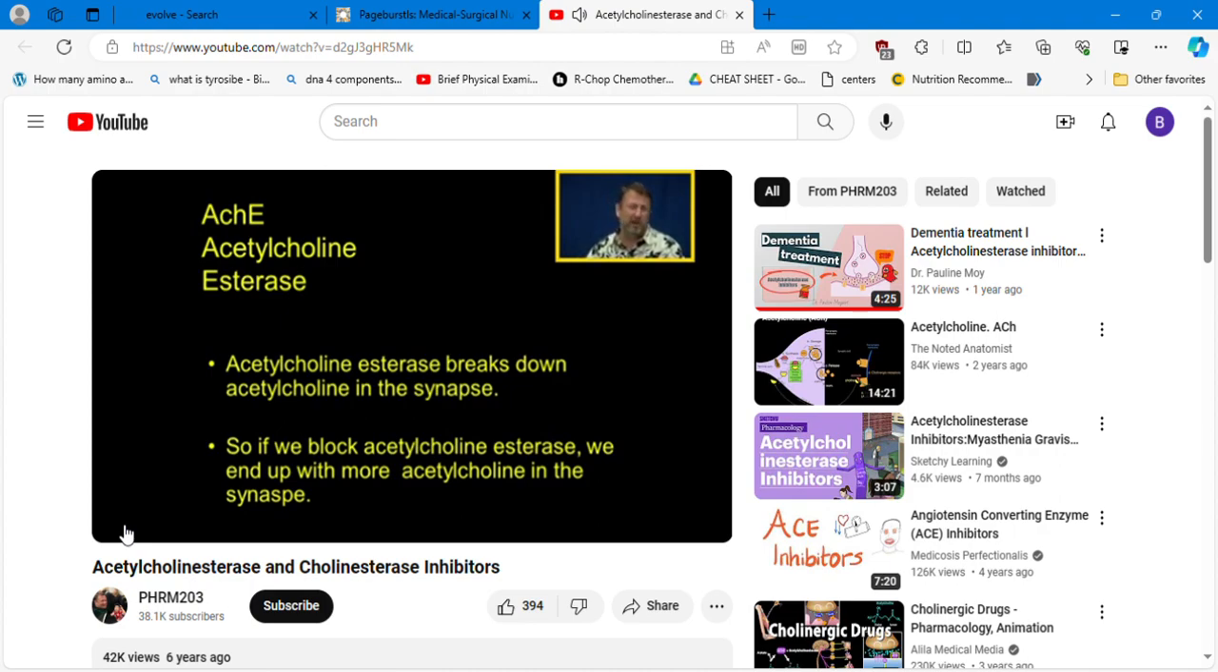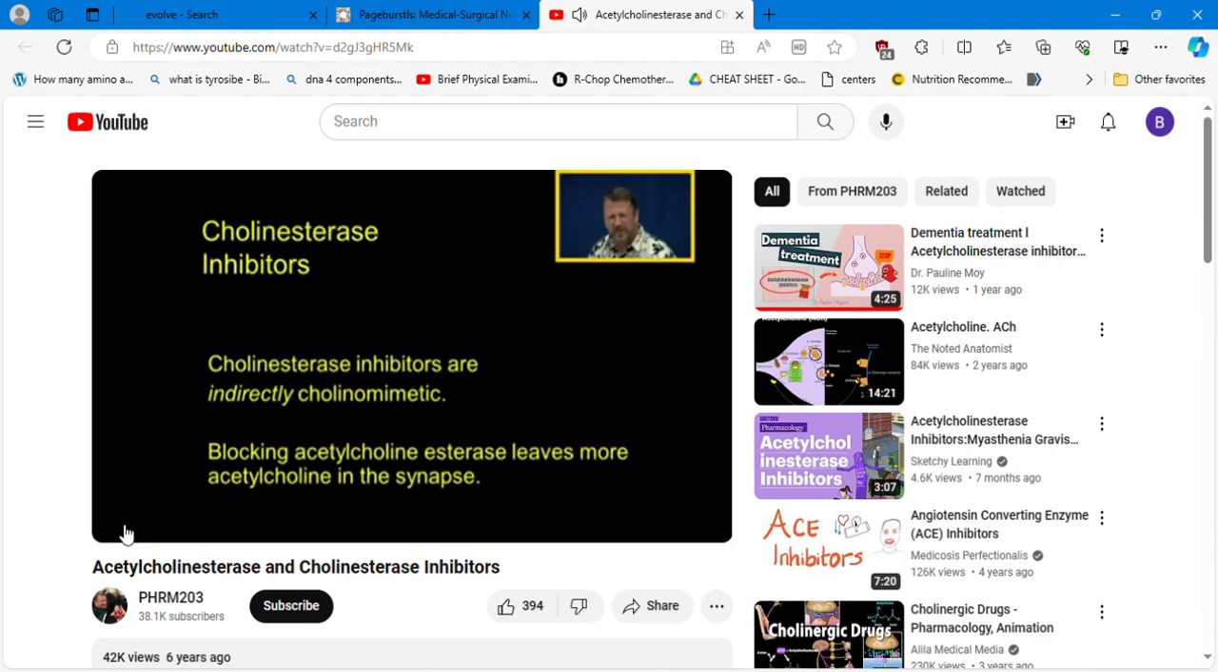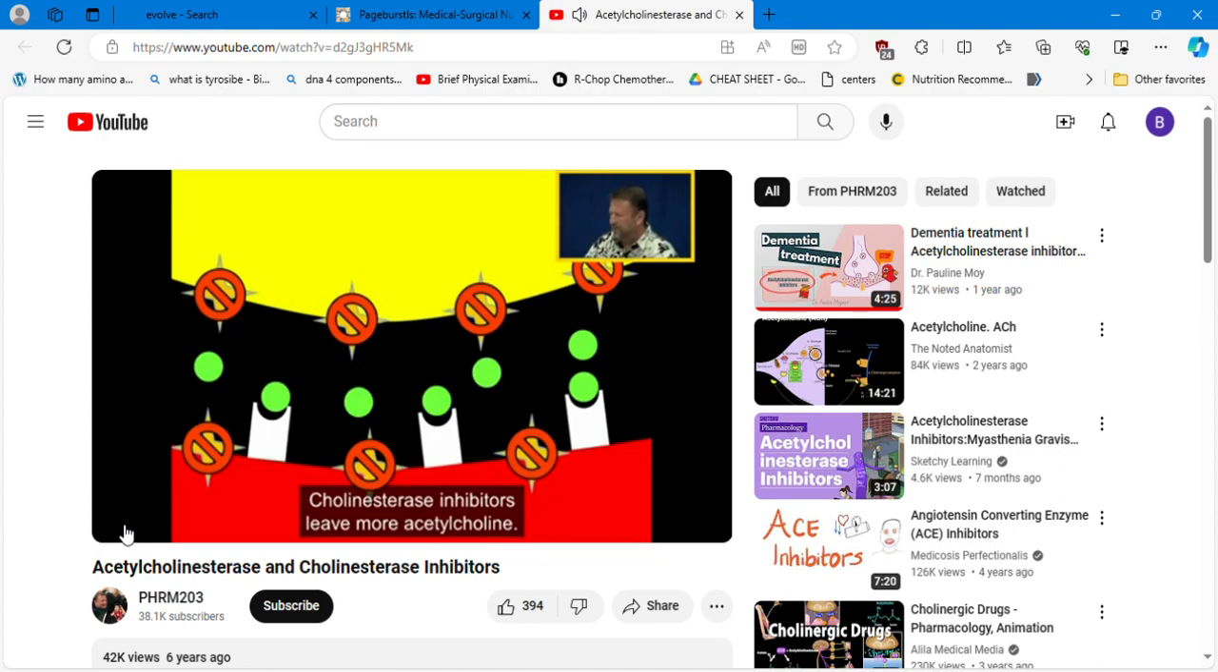So if we block acetylcholinesterase using drugs called cholinesterase inhibitors, we're going to end up with more acetylcholine in the synapse. Because of that, cholinesterase inhibitors are indirectly cholinomimetic. Blocking acetylcholinesterase leaves more acetylcholine in the synapse, so cholinesterase inhibitors are cholinomimetic. They block the breakdown of acetylcholine.